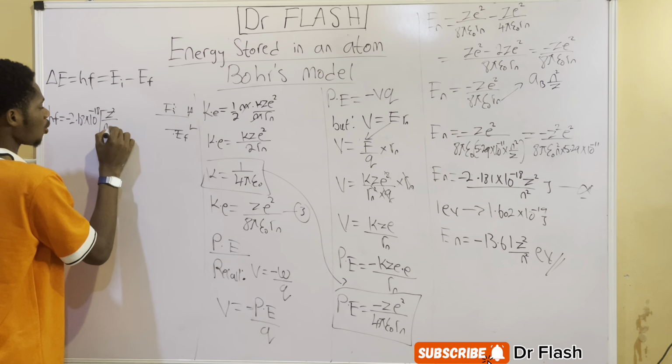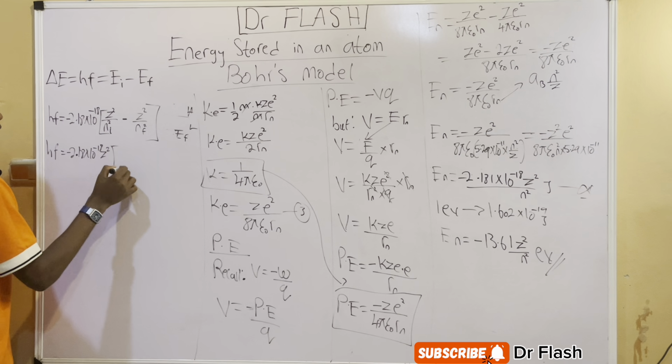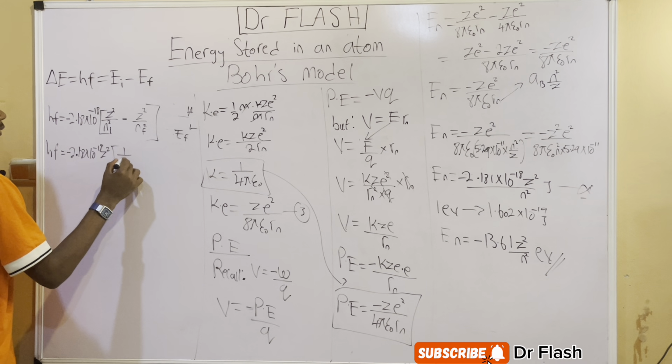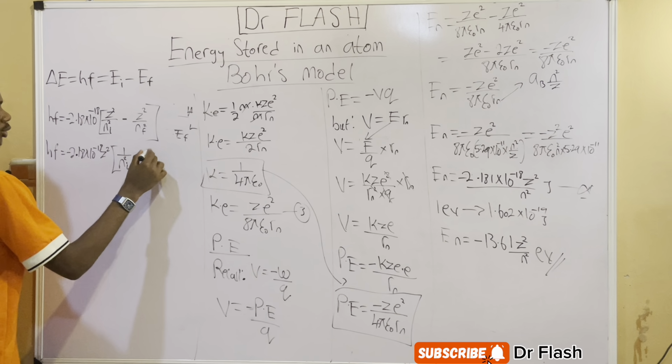Okay, this is what we're going to get. So from here, doing the maths, we're going to have hf is equal to z squared times 2.18 times 10 to the power of minus 18 times z squared in brackets 1 over ni squared minus 1 over nf squared.